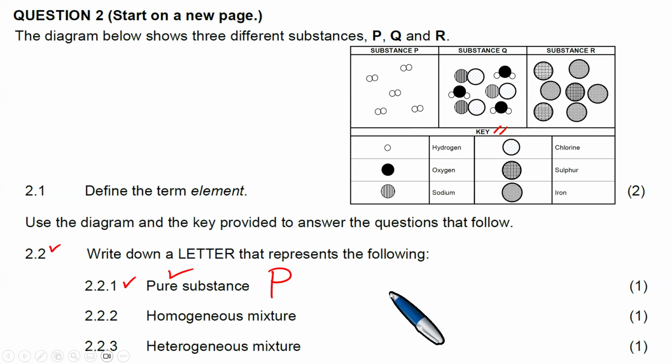Next question. In 2.2, they asked the students to write down a letter that represents the following: a homogeneous mixture. There's something called a homogeneous mixture. There's something called a heterogeneous mixture. What is a homogeneous mixture, Paul? Have you ever seen a homogeneous mixture? What does homo mean? What does homo mean?